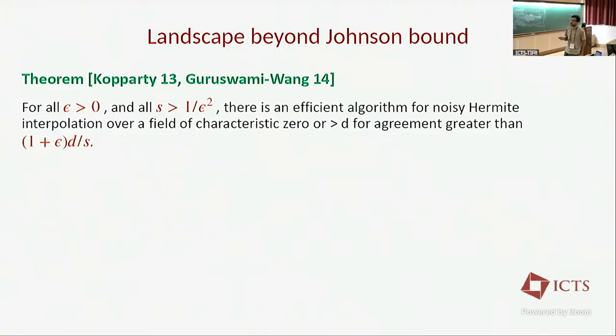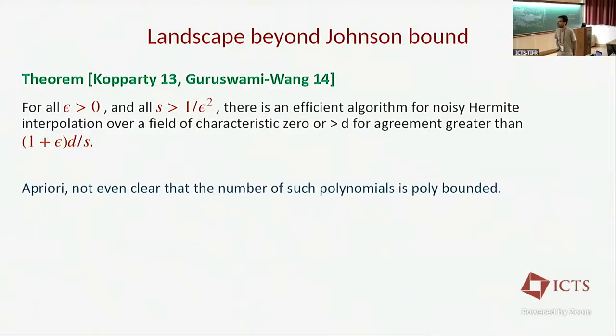Note that D over S is necessary here. We are trying to find a degree D polynomial, and every evaluation point sort of gives us S independent pieces of information. So we need at least D over S. And this says that for an arbitrary epsilon, if S is sufficiently large, then we can do (1 plus epsilon) D over S. Now, before this result, it wasn't even clear that the number of such polynomials is small. This is far beyond the setting of Johnson's theorem, and we didn't know if the number of such polynomials is small.